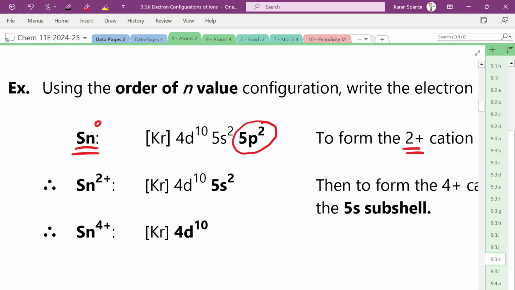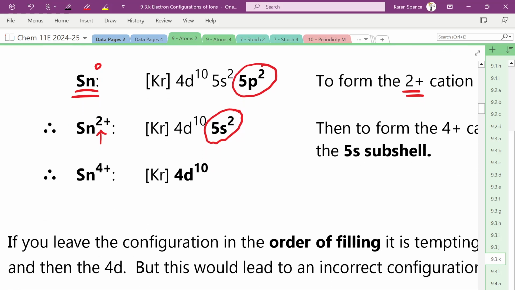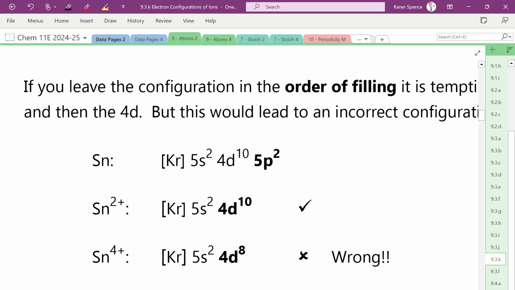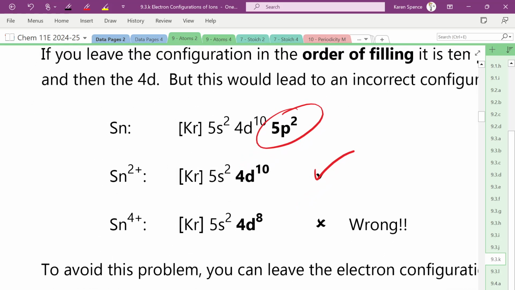Now we have Sn2+. What are we going to take away to get to Sn4+? We're going to take away the 5s, which leaves us with the correct electron configuration for tin 4+, which is krypton 4d10. If you leave it in the order of filling, it is possible to make this mistake. You could probably write the 2+ because you'd get rid of the 5p2, and my Sn2+ is good. It's 5s2, 4d10.